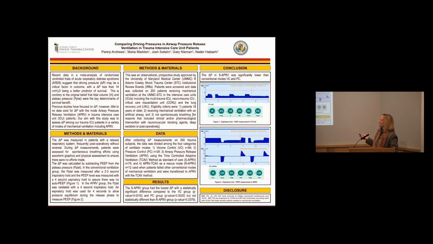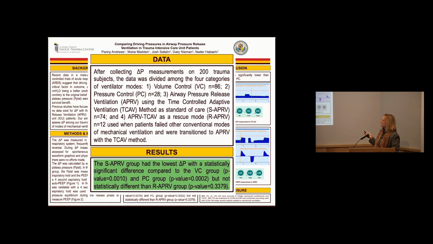This was just an abstract. We're going to formally write a paper on this, comparing the driving pressures, and what we found was that we collected in 200 trauma patients. We looked at volume control, 86 patients, pressure control, and APRV, which we called standard versus rescue, because any other conventional mode failed. The standard APRV group had the lowest driving pressure with a statistical difference compared to the volume control group and the pressure control group. But there was no statistical difference between standard and rescue APRV.